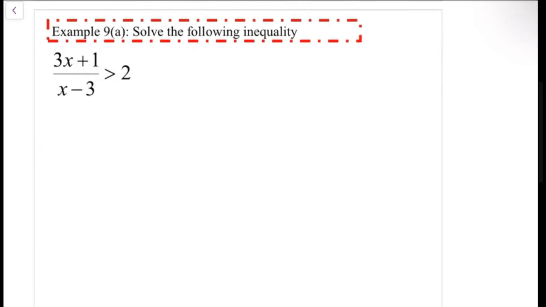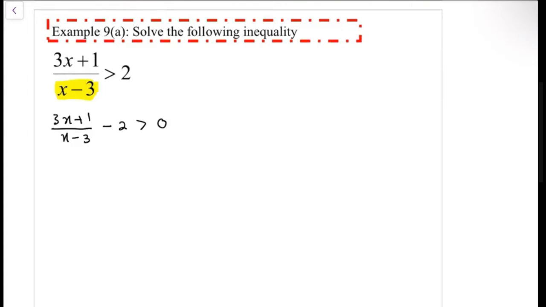Let's do an example, example 9a. Solve the following inequality. We have 3x plus 1 divided by x minus 3 greater than 2. Remember, on the denominator part we have x minus 3, so we cannot simply cross multiply with 2. Ingat step yang tu. Following our suggestion, step number 1, make sure our right hand side is 0. Pastikan bahagian kanan kita kosong. So I have 3x plus 1 over x minus 3 minus 2 greater than 0.